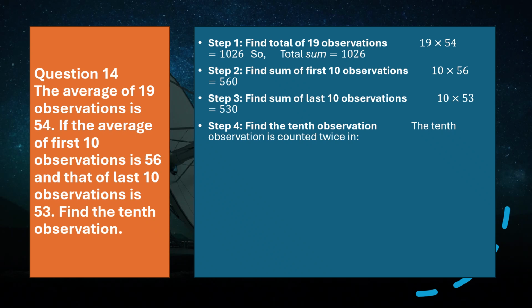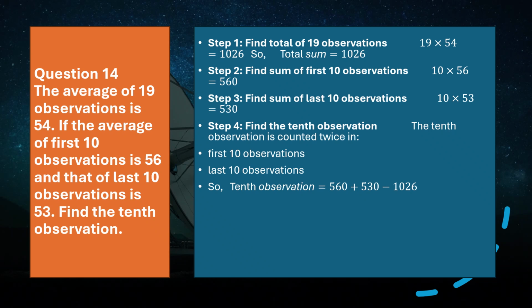Now children, please read the question. The 10th observation is counted twice, in the first 10 observations and the last 10 observations. That means 560 plus 530, which is 1090, from which 1026 will be subtracted, so you will get 64. So this is the step you have to follow when you're solving these types of questions. So what is the 10th observation here? That is 64.